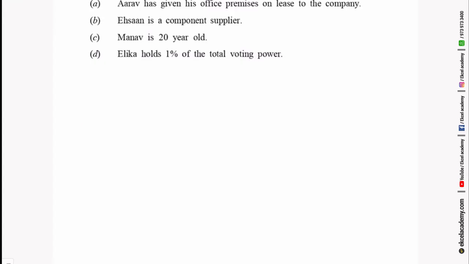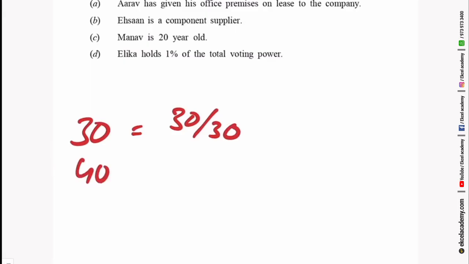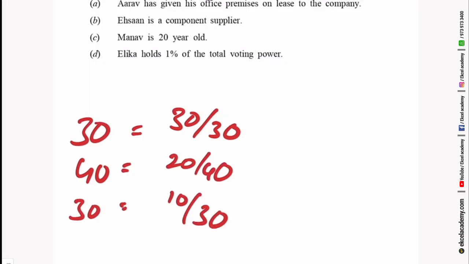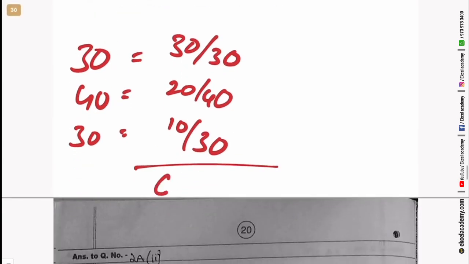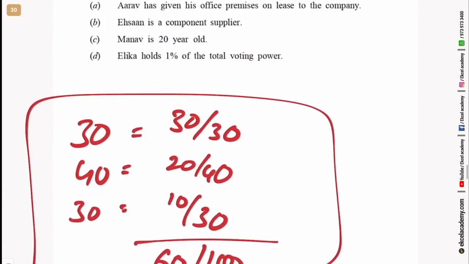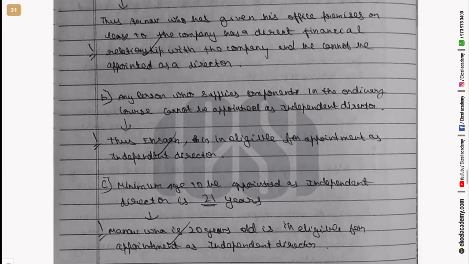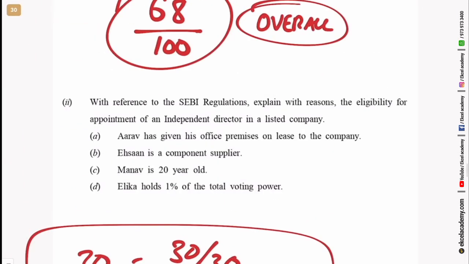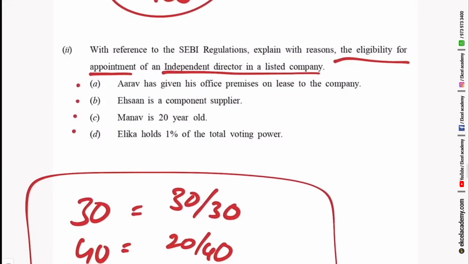I've always told there will be maybe 30 marks where you can score 30 out of 30. There will be 40 marks where you're going to score only 20 out of 40. And there will be another 30 marks, okay, where you may score only 10 out of 30. It's okay, because end of the day, it becomes 60 out of 100. So that is how the paper works. So don't get worried if some questions are difficult or something like that. So again, he has got a question with respect to eligibility for appointment of independent director. So there are 4 sub questions over here.